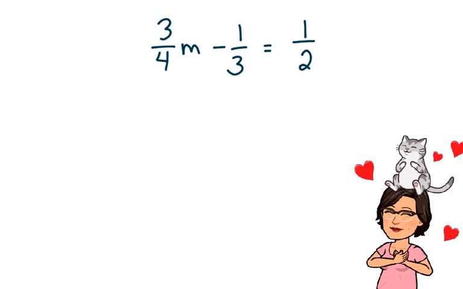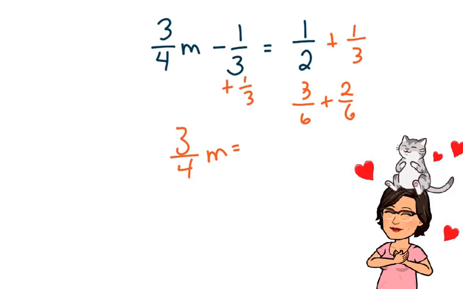All right, let's see what we got. So the first thing I've got to do is I've got to add 1/3 to both sides. So plus 1/3 plus 1/3. And I can't do 1/2 plus 1/3. Instead, I've got to do 6. So I've got 3/6 plus 2/6 again. We've seen that before, so that's going to give us 5/6.